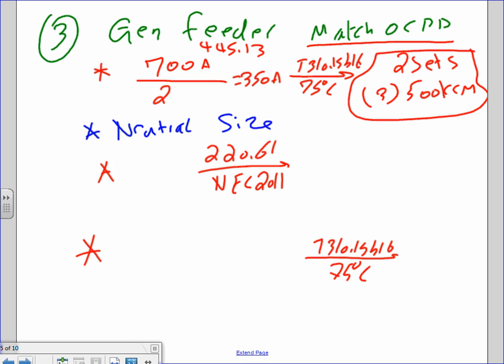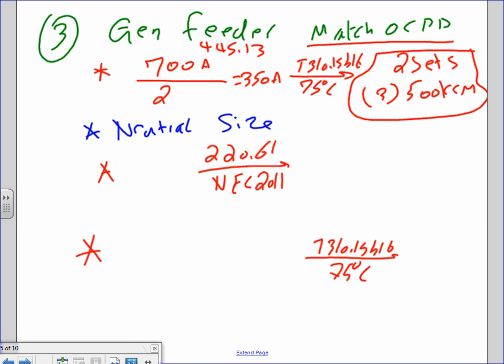Now, generator, you need a neutral. Why do you guys think that a generator needs a neutral? Because when you have a generator, you might have a 277 lighting fixture here. How are you going to burn 277 lighting fixtures unless you have a neutral on a 480? You have to have a neutral.